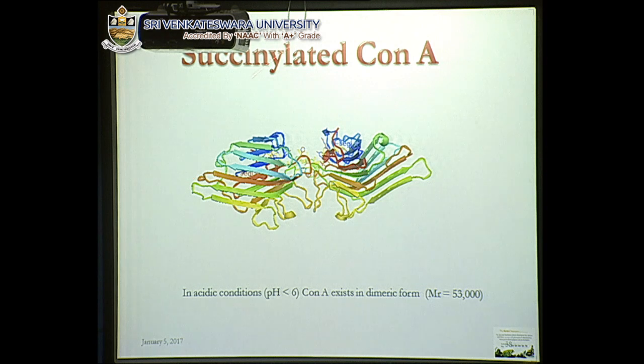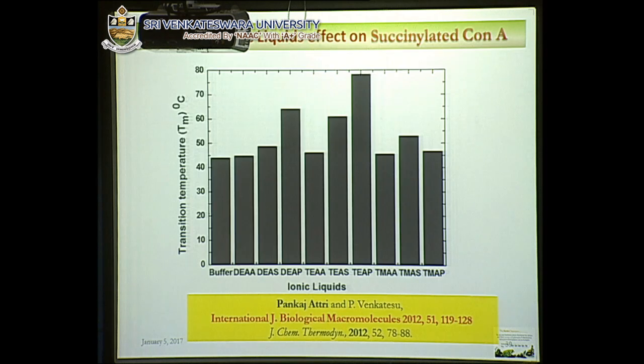Then we took another enzyme. Here also we used different kinds of ionic liquids. Here also you may see all ionic liquids give higher transition temperatures, whereas the acetate combination of ionic liquids are weak stabilizers, and the phosphate combination of ionic liquids show strong stabilization, giving protection against temperature for the protein structure.